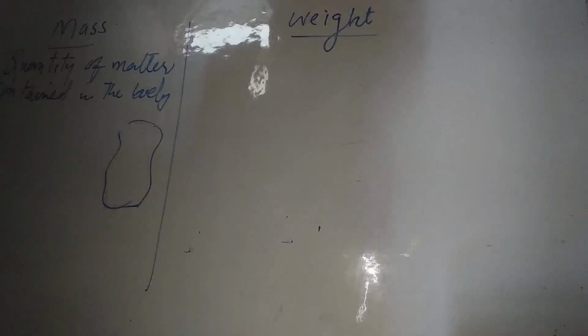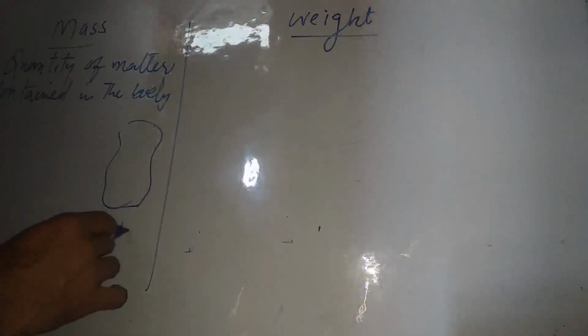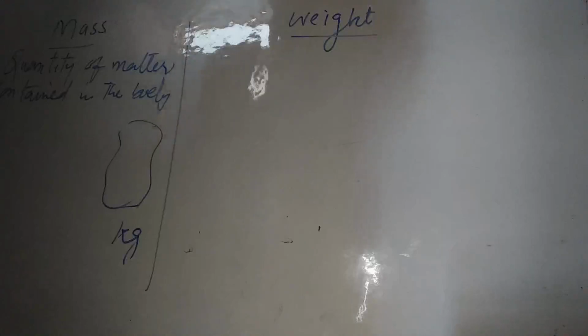So the mass of the body is defined as the quantity of matter contained in it, and the unit of mass, we know, is measured in kg. मास हम केजी में मेजर करते हैं, किलोग्राम. So mass is a scalar quantity because it does not have any direction. It has only magnitude. We say 1 kg, 2 kg, 3 kg, 5 kg, 8 kg, 10 kg. It does not have anything to do with direction. So this is a scalar quantity, and we measure the mass by beam balance or physical balance.